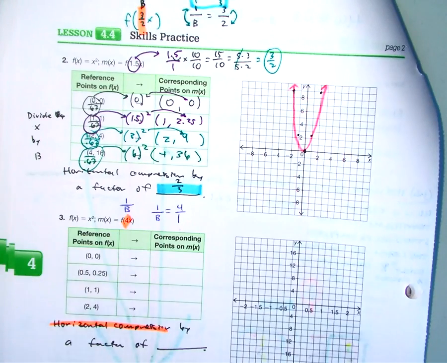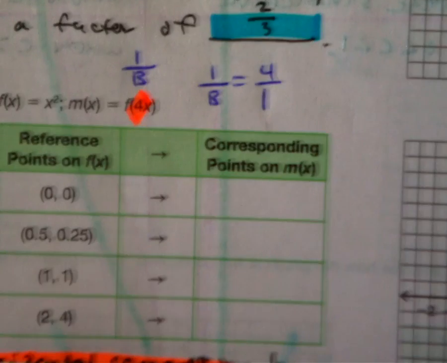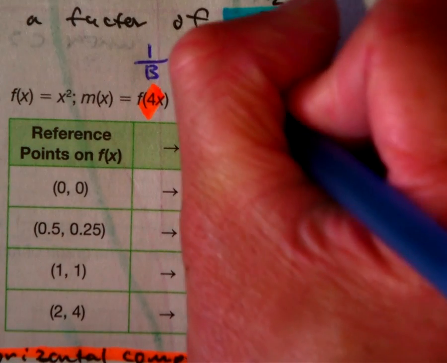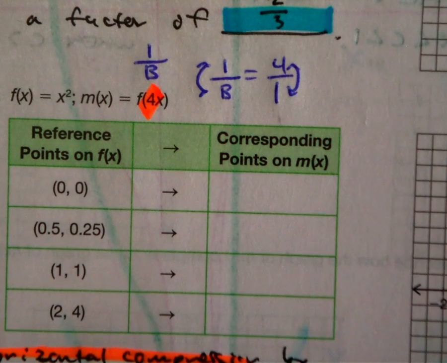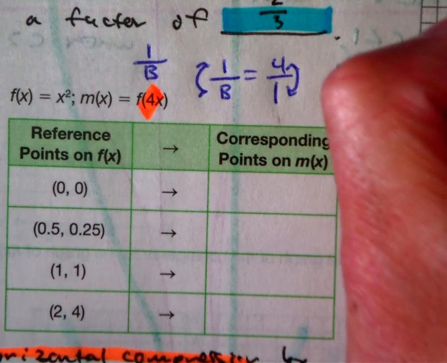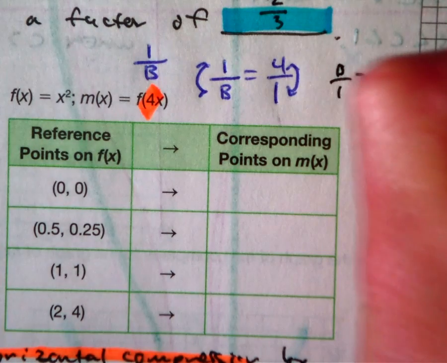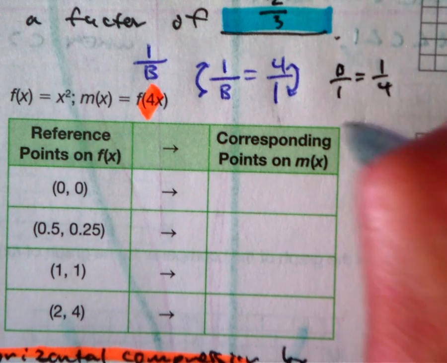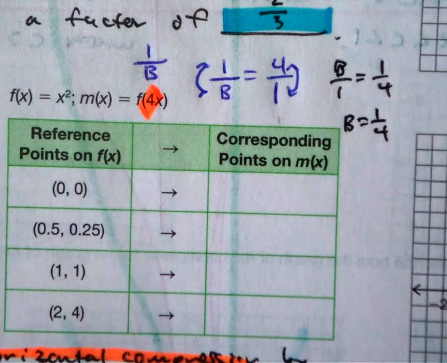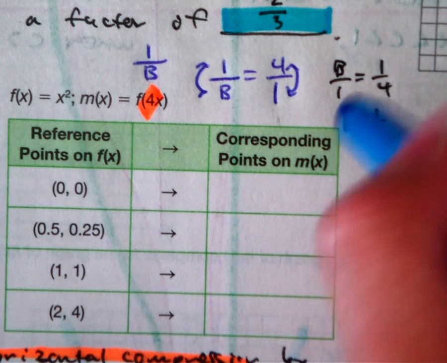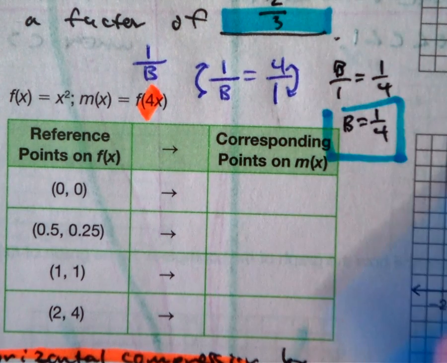Class, does that say b equals? No, how do I get it to say b equals? You flip both of those. If I do that, I get b over 1 equals 1/4. So b is equal to 1/4. Raise your hand if you got b equals 1/4. So that's what I'm going to write my factor by.